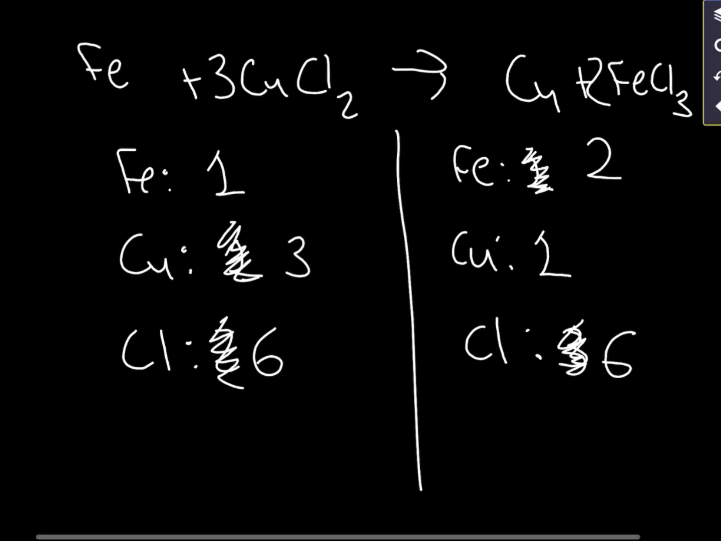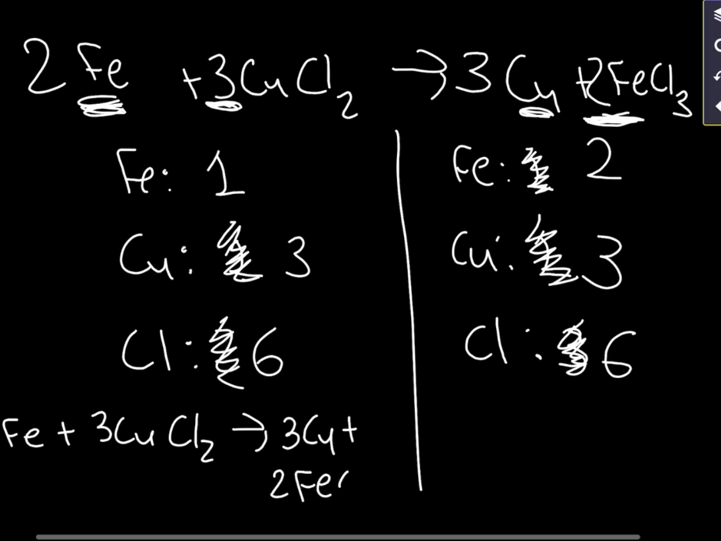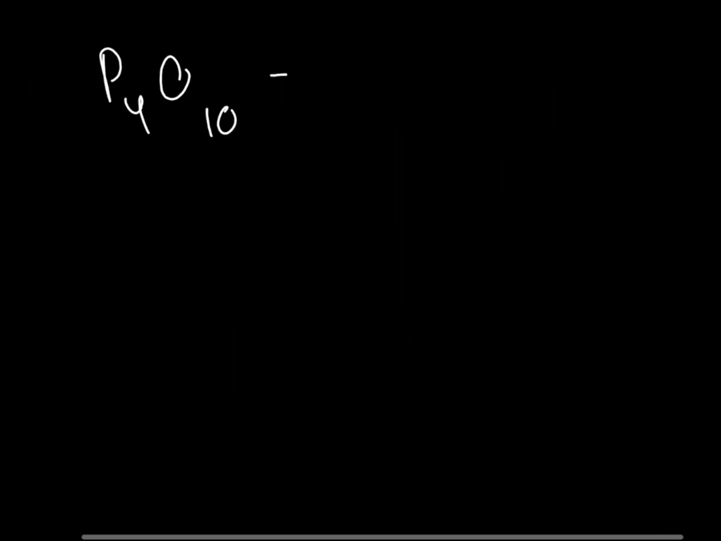So how would we balance this now? Well, luckily these are single elements, so we can adjust this pretty easily. On the Cu side, because we have 3 on the left side, we would put a 3 on this side so that this would be balanced. And because there's 2 iron atoms on this side and only 1 on this side, we put a 2 here, and now this would be balanced. So it would be 2Fe plus 3CuCl2. This is going to yield 3Cu plus 2FeCl3, and that is going to be added to H2O to yield H3PO4.